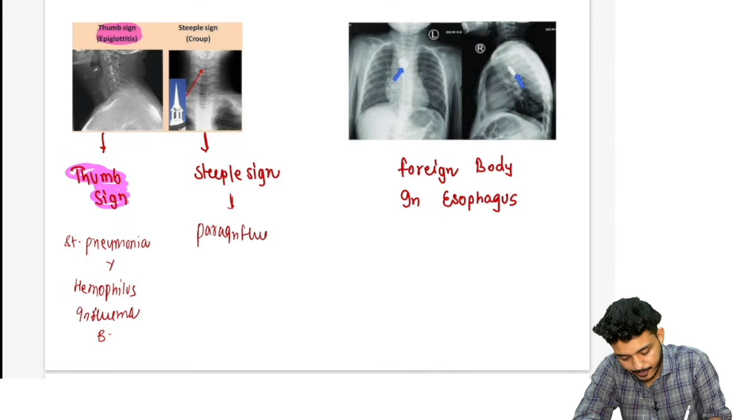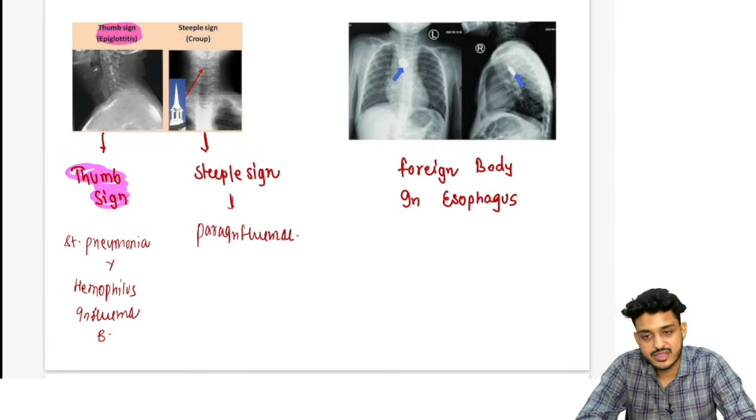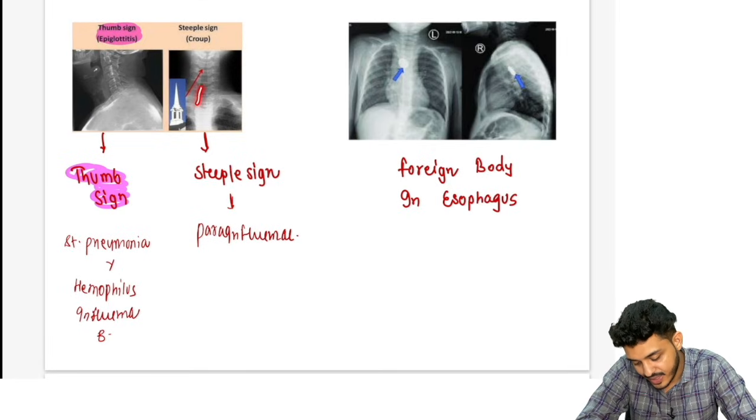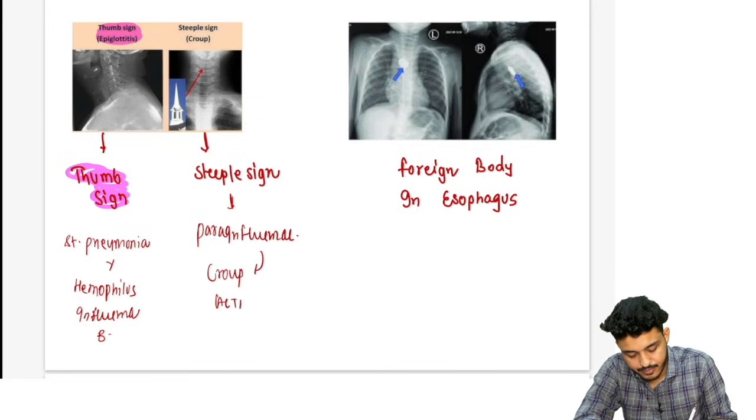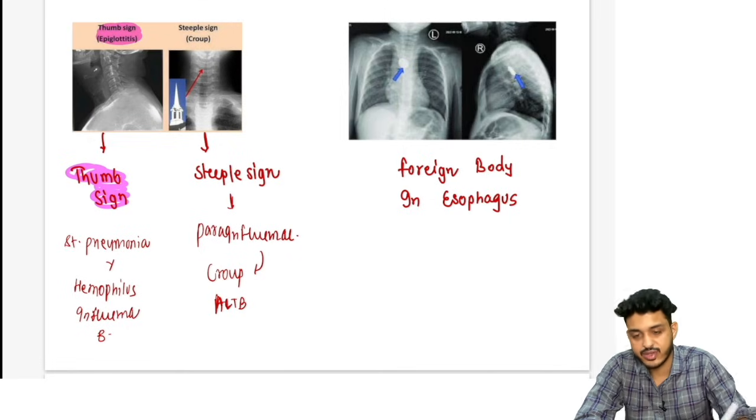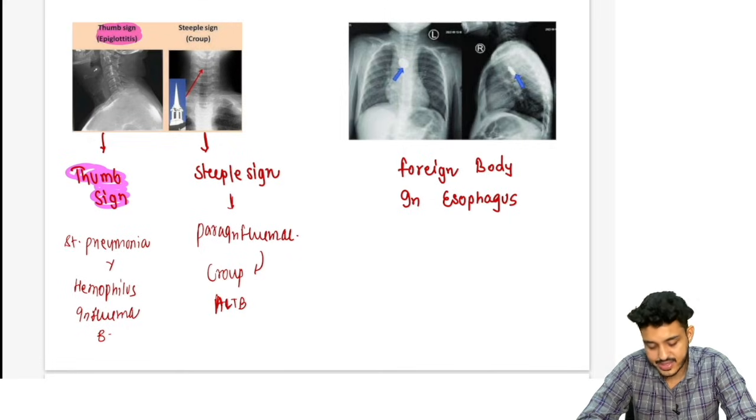Whereas the steeple sign you will be finding with the parainfluenza virus. Parainfluenza virus is going to have this steeple sign. This steeple sign, it is going to cause what? Croup, or ALTB, laryngotracheobronchitis. This is going to be your parainfluenza virus.